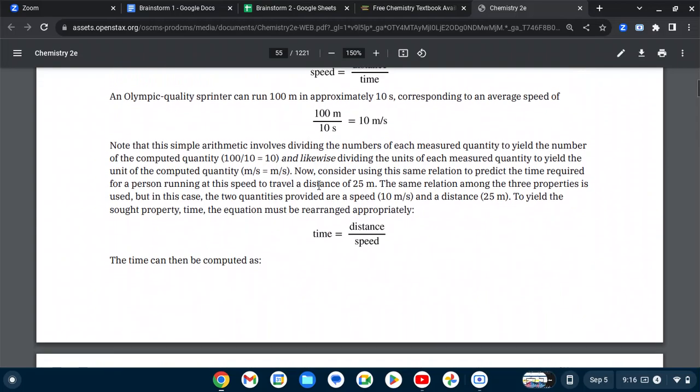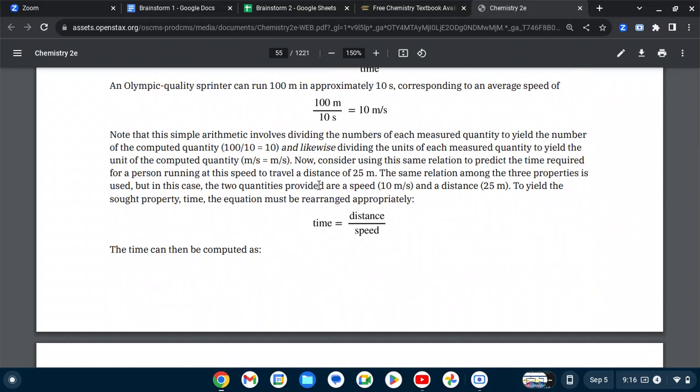An Olympic quality sprinter could run 100 meters in approximately 10 seconds, corresponding to an average speed of 100 meters over 10 seconds, which equals 10 meters per second. Note that this simple arithmetic involves dividing the numbers of each measured quantity to yield the number of the computed quantity, and likewise, dividing the units of each measured quantity to yield the unit of the computed quantity.